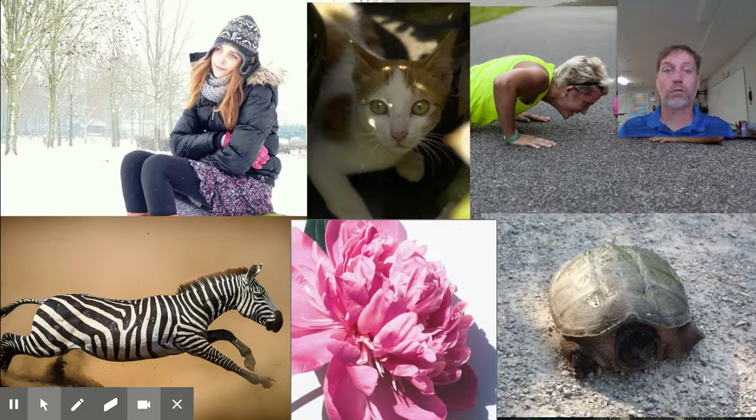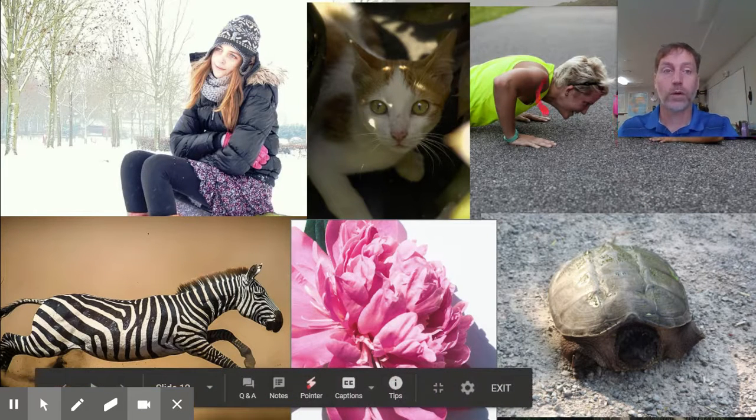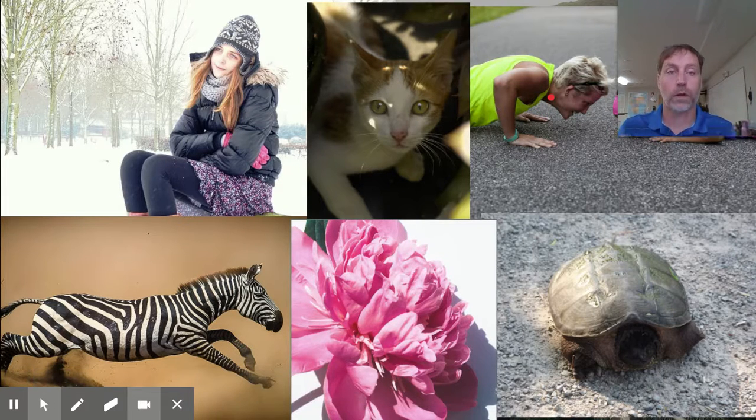So here are some responses of living things. Here we have an individual doing push-ups, and if they continue to do push-ups and exercise and yoga, their heart will speed up to get more blood to those muscles. They might begin to sweat to keep their body cool. This kitten right here is surprised, and it looks like it's about to pounce. So it responds to that startled look that the cat has.